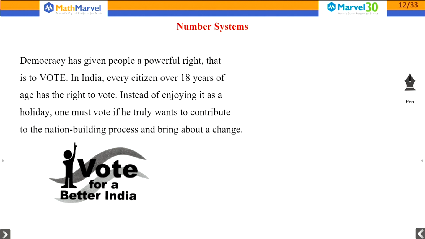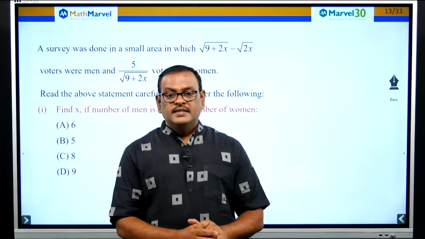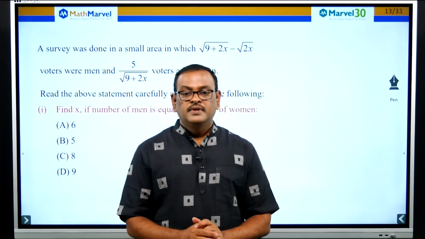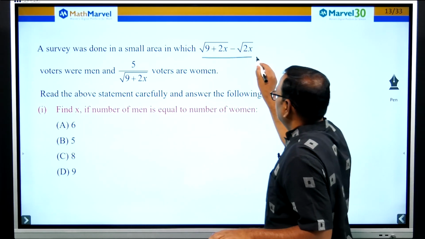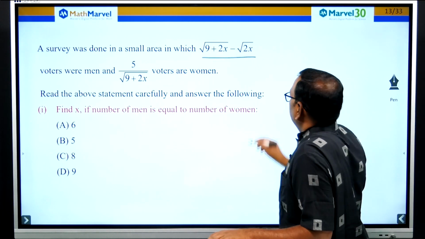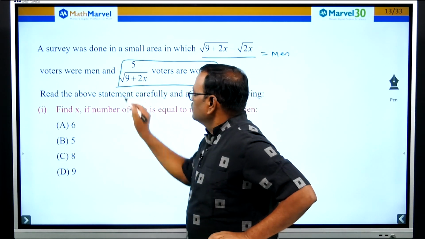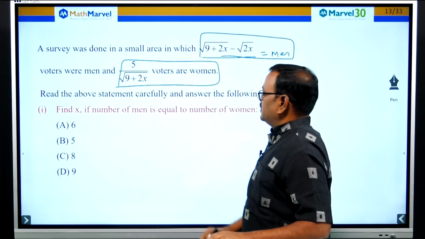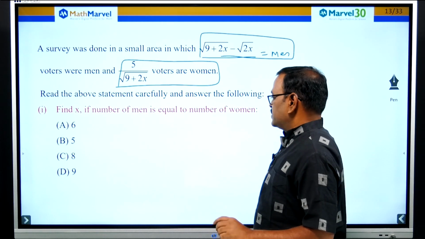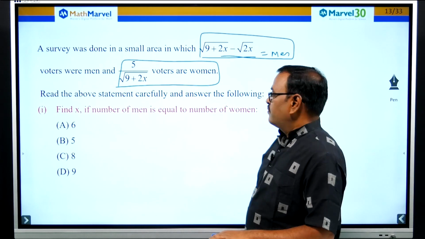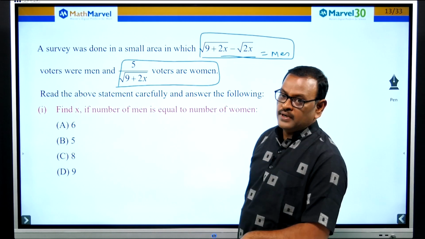Instead of enjoying it as a holiday, one must vote if he truly wants to contribute to the nation building process and bring about change. This is the given data, one figure is given: vote for a better India. One condition is given: a survey was done in a small area in which root of 9 plus 2x minus 2x voters are men. This is men, and this is women. The number of men in a particular area and the number of women in the same area. Read the above statement carefully and answer the following. Find x if the number of men equals the number of women.